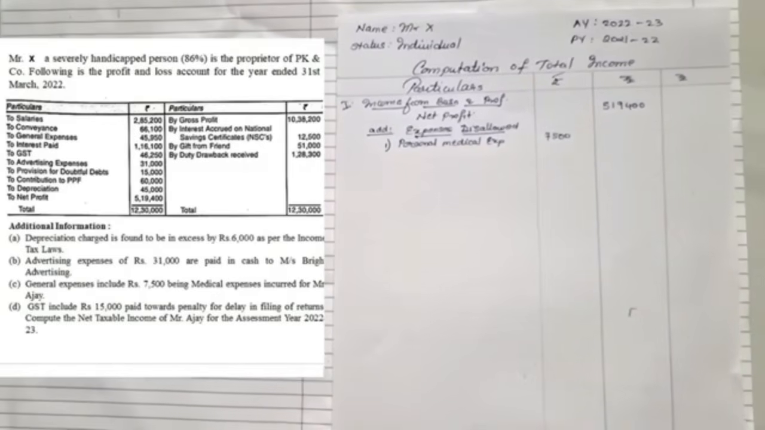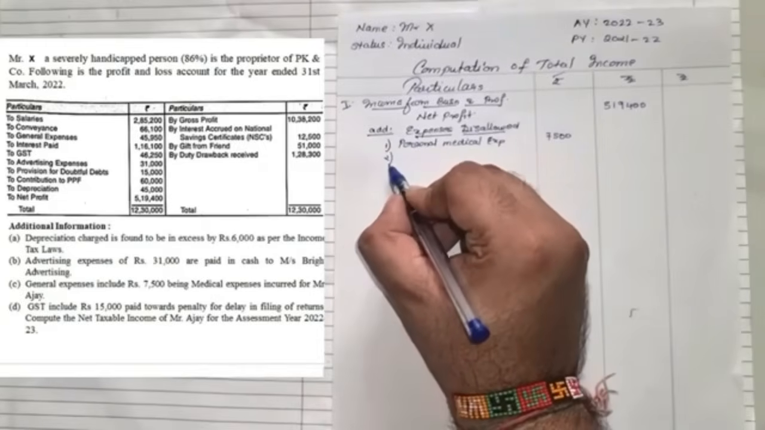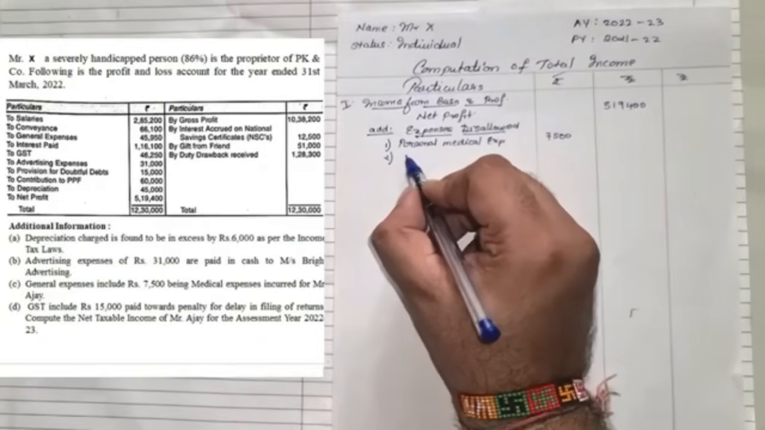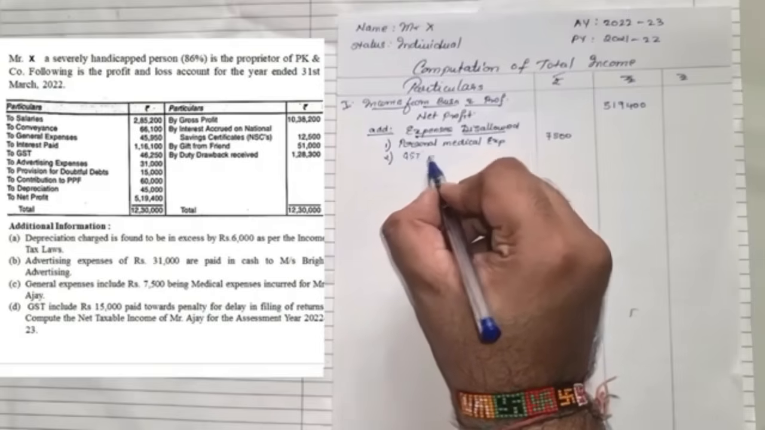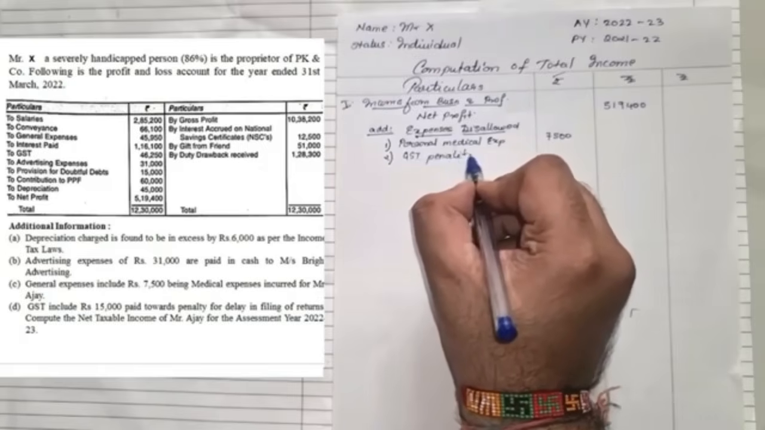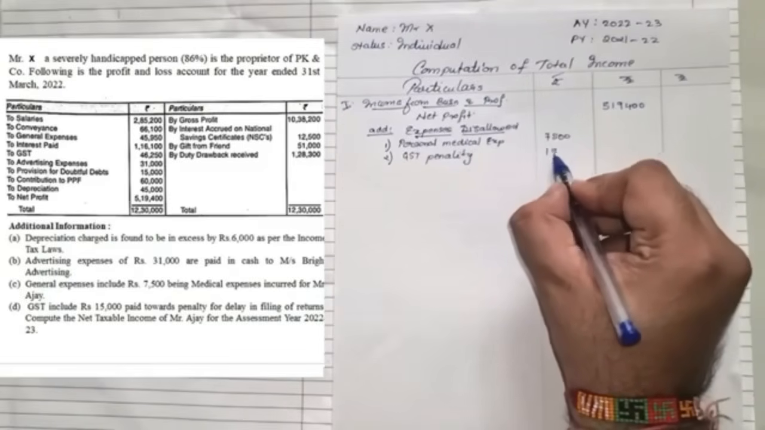The next is GST. Now GST is a normal business expense, but now they have given you an adjustment. GST includes 15,000 paid towards penalty. Penalty is not a business expense. It's a mistake done by the owner, so it will be disallowed. It's not an expense in the normal course of business. So GST penalty, all types of penalty will be disallowed. So the amount of GST penalty is 15,000.